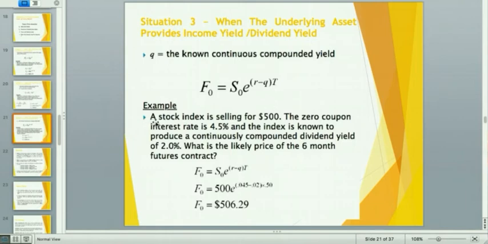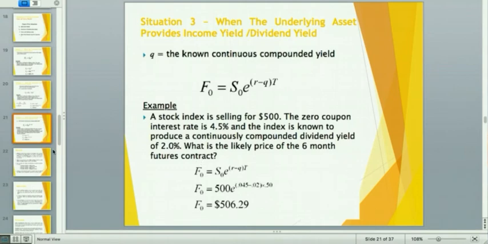Right? So, question here, example: stock index is selling for $500 spot price. Zero coupon interest rate is 4.5%, the risk free rate is 4.5. Index is known to produce a continuously compounded dividend yield of 2%. That's your dividend yield, 2%. What is the likely price of the 6-month futures contract? F naught is equal to S naught e raised to the power (r minus q)T. We are given almost all the values and we substitute them in the formula and we get the theoretical fair price under situation 3 as well, right?